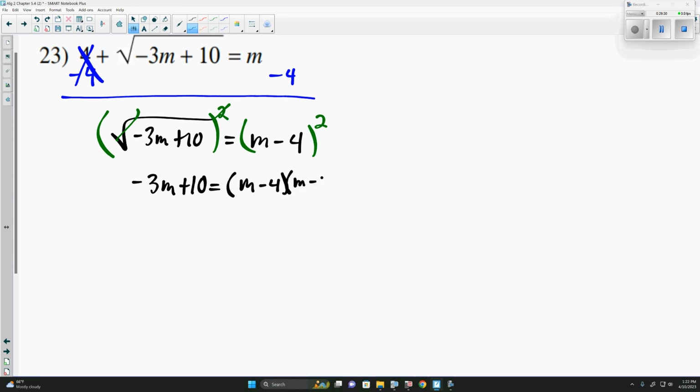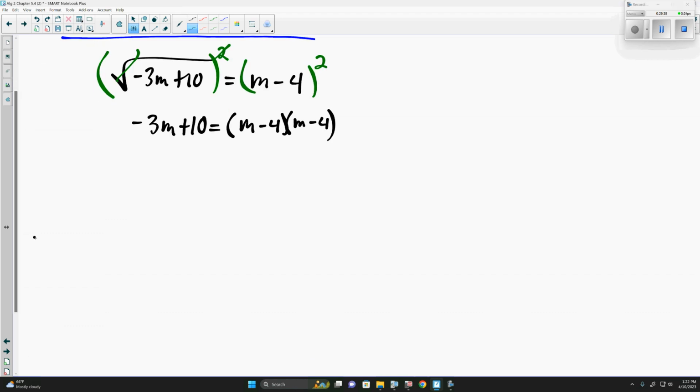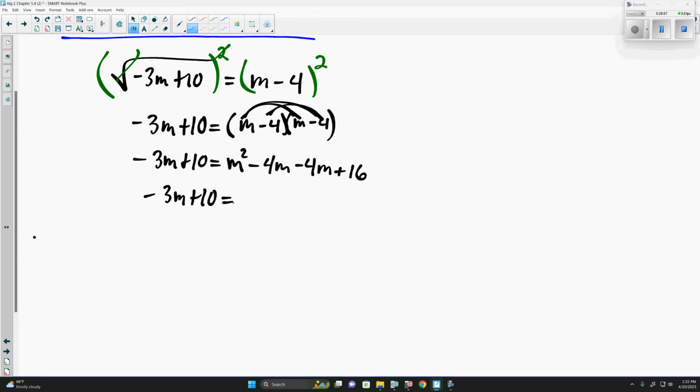m minus 4 times m minus 4. m times m is m squared. m times -4 is negative 4m. -4 times m is -4m. And -4 times -4 is plus 16. We combine them. If one was positive and one was negative, then they would indeed cancel.